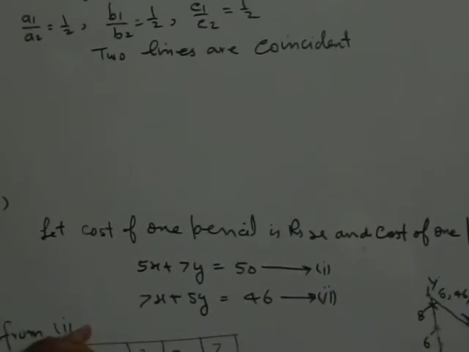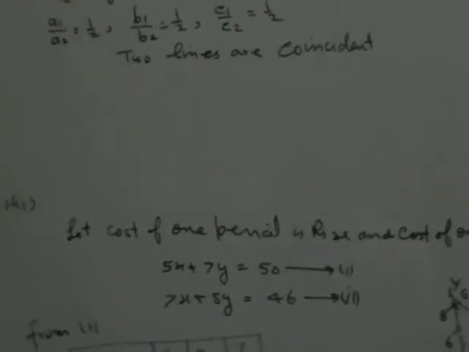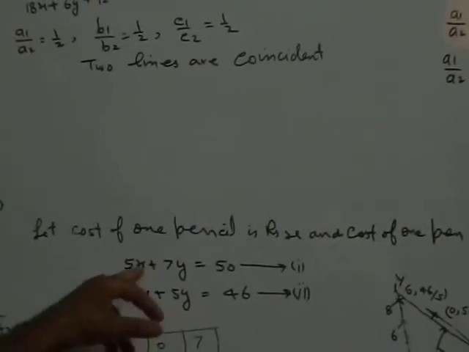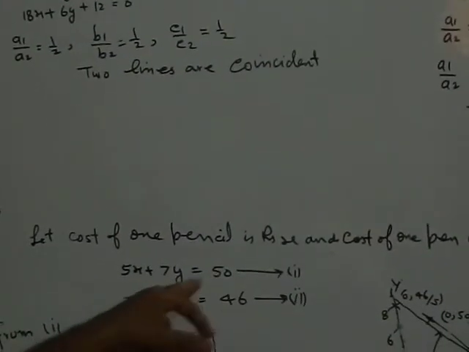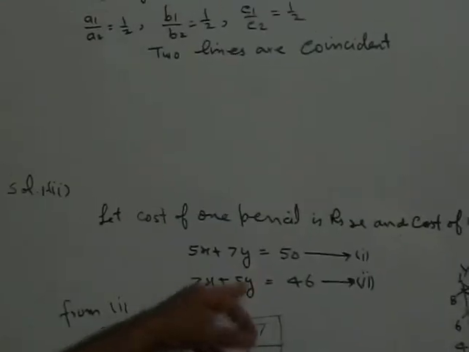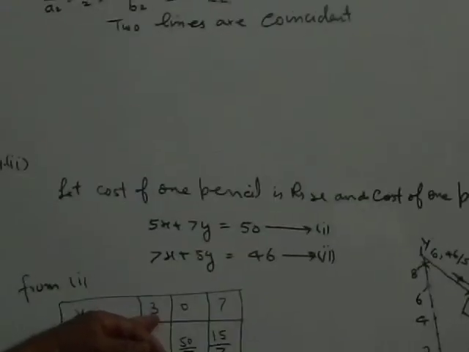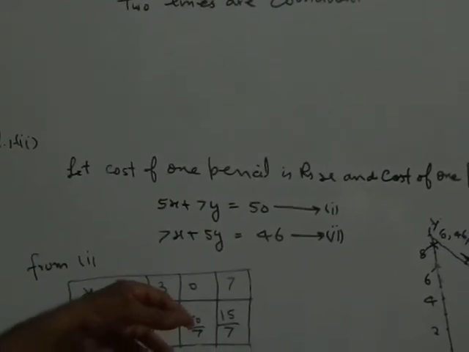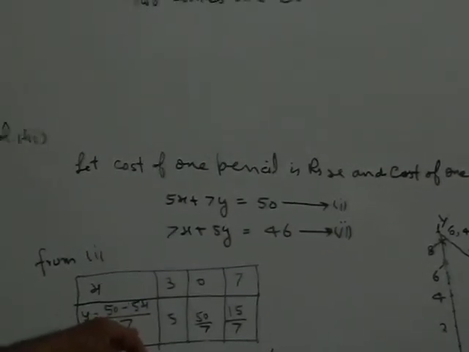So we find the values of y corresponding to the values of x. From the first equation, transfer 5x to the other side, so 7y = 50 - 5x, so y = (50 - 5x)/7. Now if x = 3, y = (50 - 15)/7, that means 35/7, so y = 5.